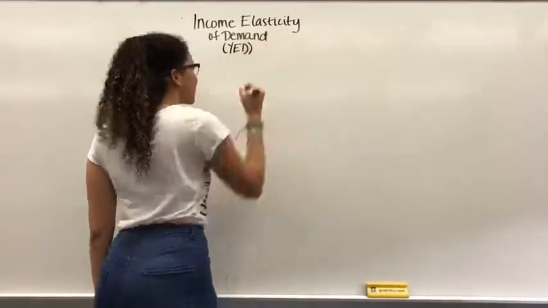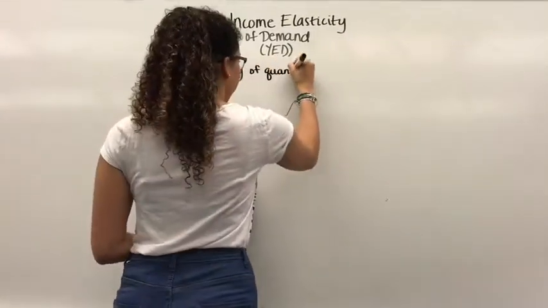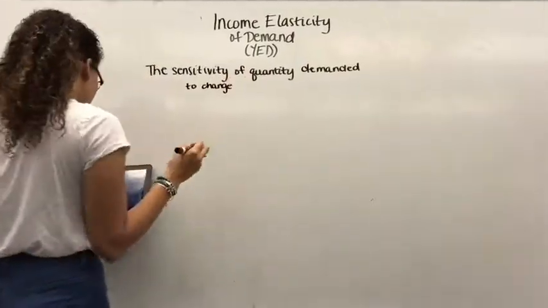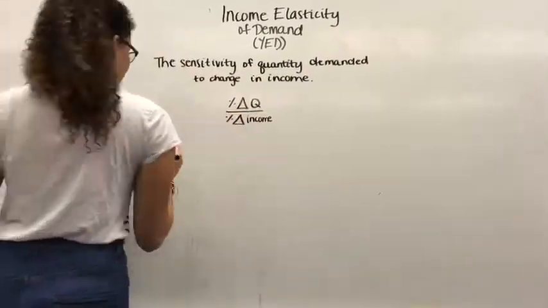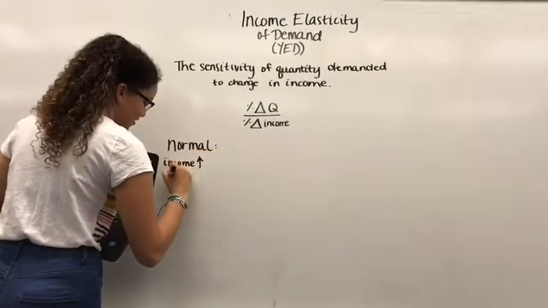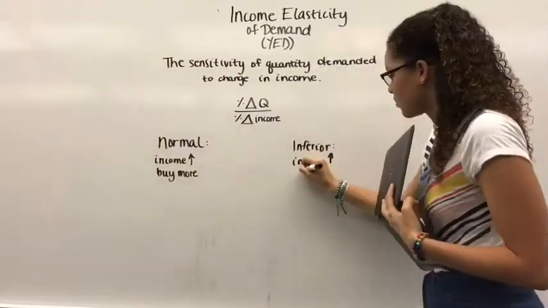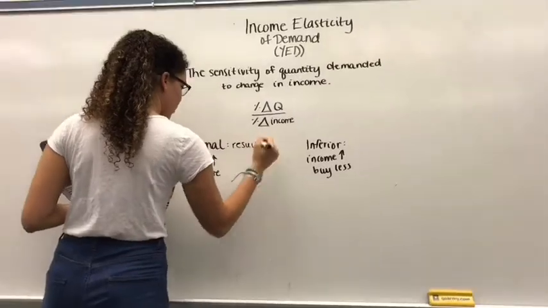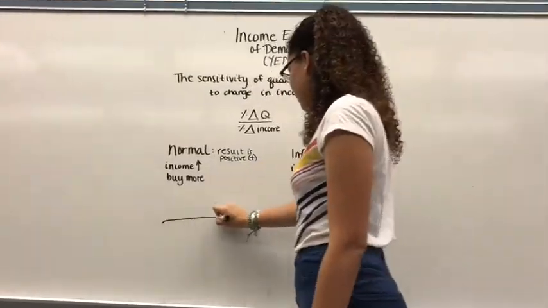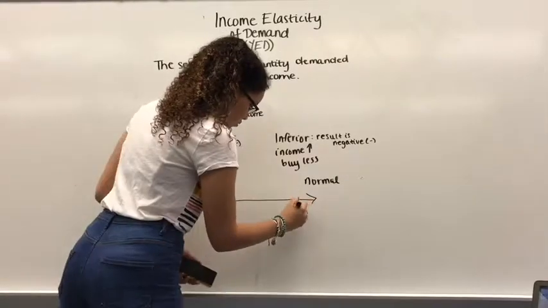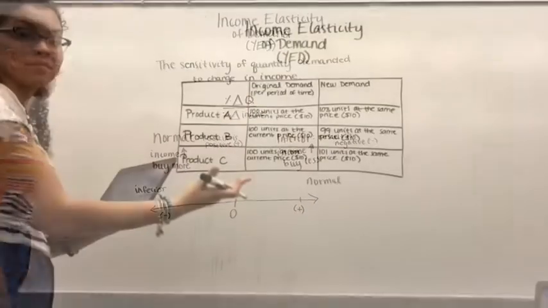Income elasticity of demand, or YED, shows the sensitivity of the quantity demanded to a change in income. The formula, percentage change in quantity divided by the percentage change in income, reveals whether a good is normal, purchase more as incomes rise, or inferior, purchase less as incomes rise. You can distinguish between the two using the formula. If the result is positive, the good is normal, but if the result is negative, the good is inferior.